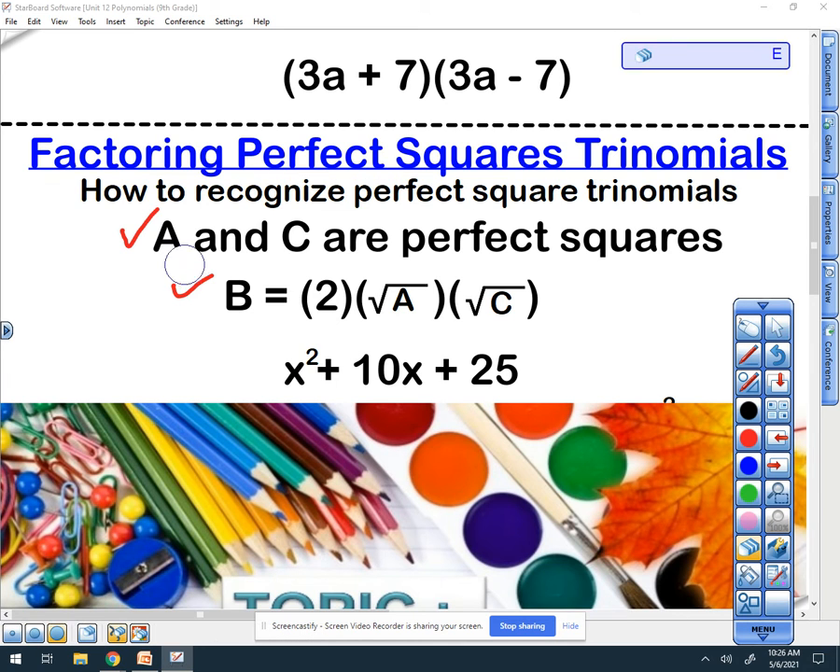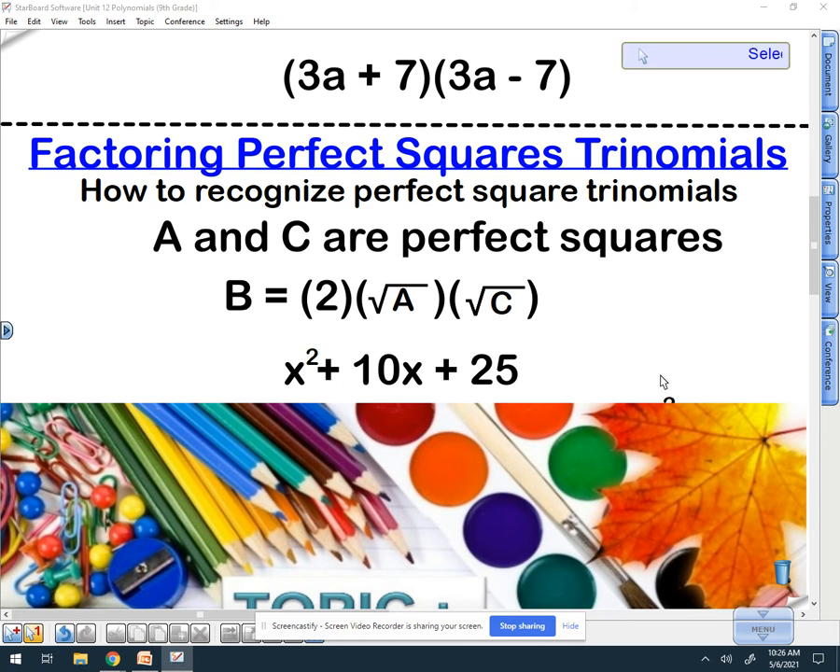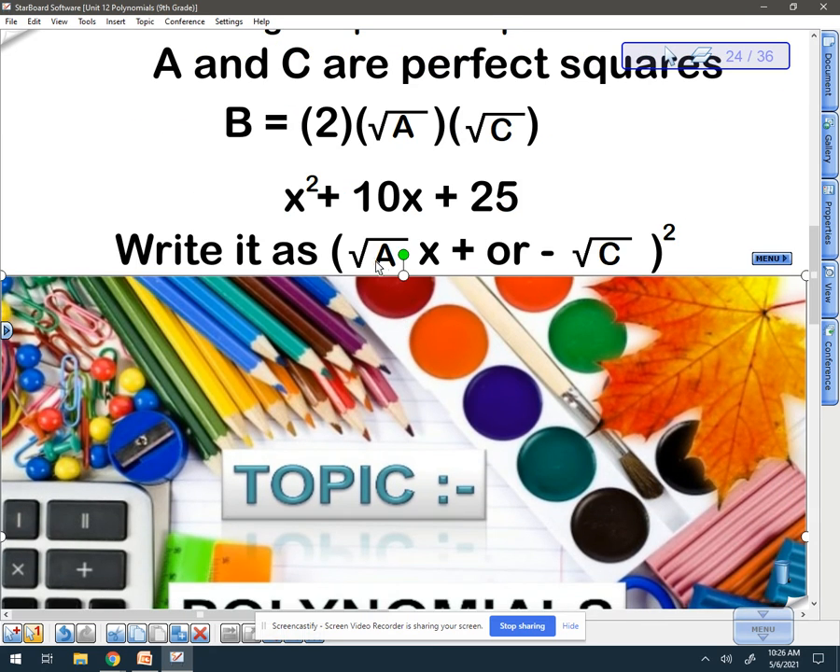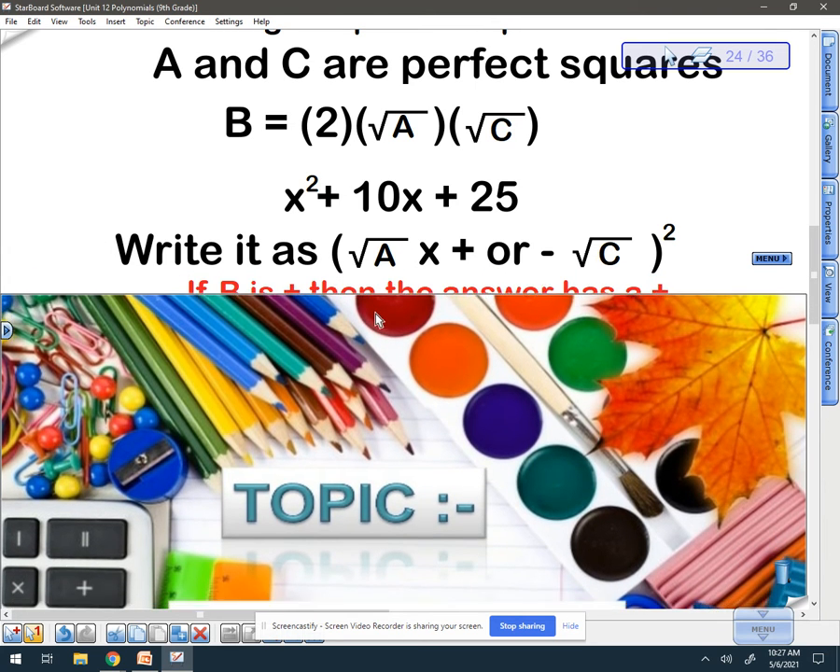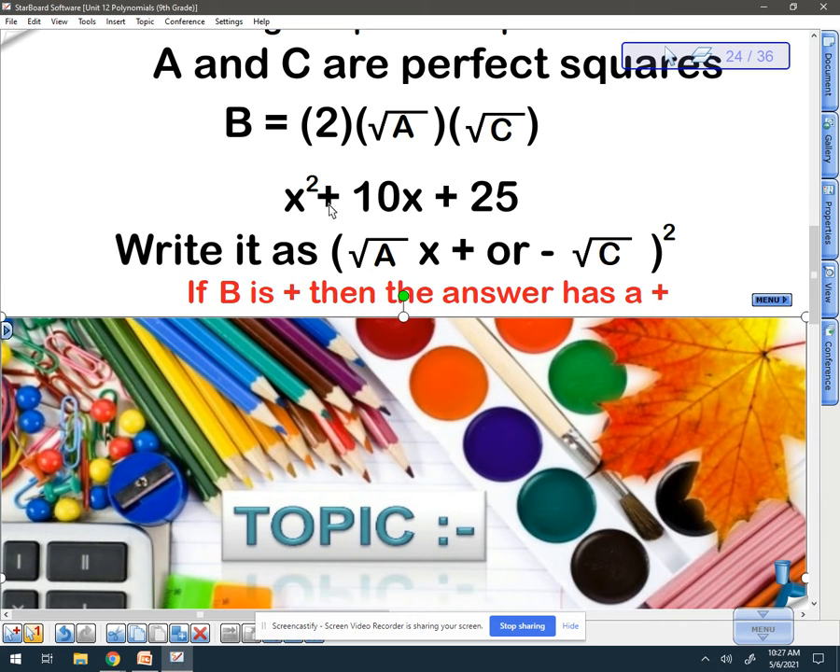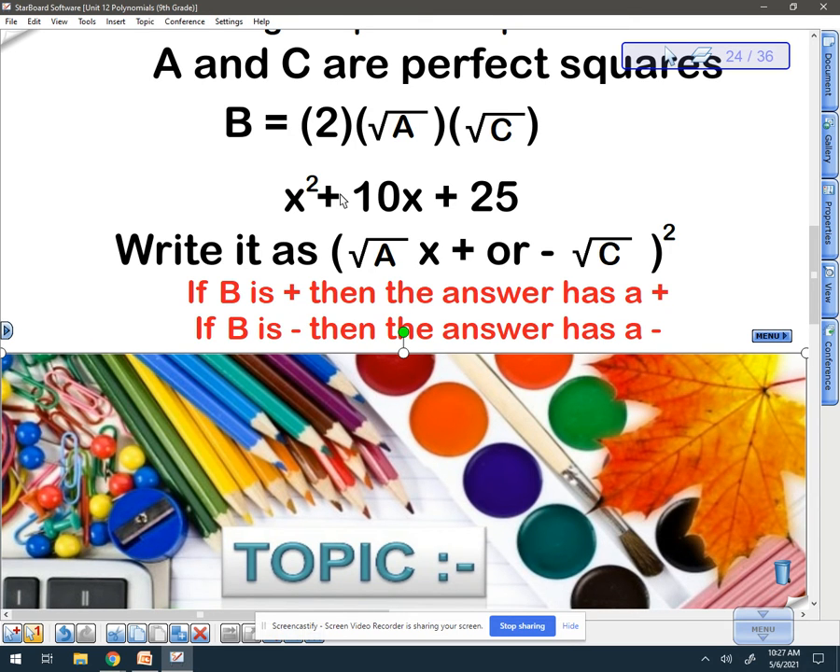All you do for perfect square trinomials is write it as the square root of A. So you take whatever the square root of A is, and then write x, and then you're either going to add or subtract the square root of C, and then you take it to the second power. So this looks complicated, but let's actually look at the example. Now, how do you know whether you put adding or subtracting in the middle? If B is a positive number, you put a plus in the middle. If B is a negative, you put a subtraction in the middle. So that's all you got to do to remember that.